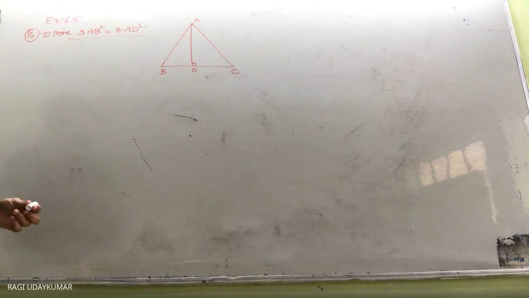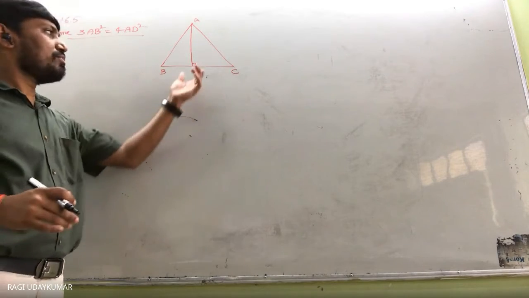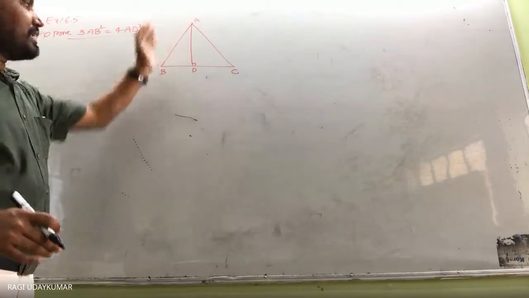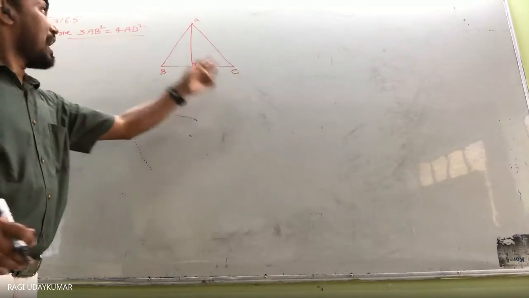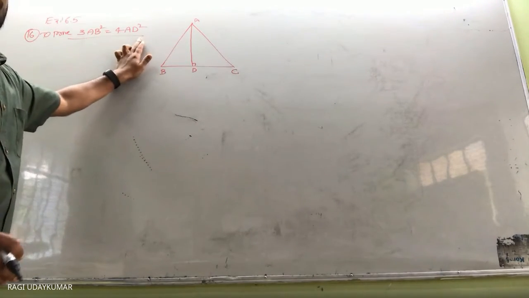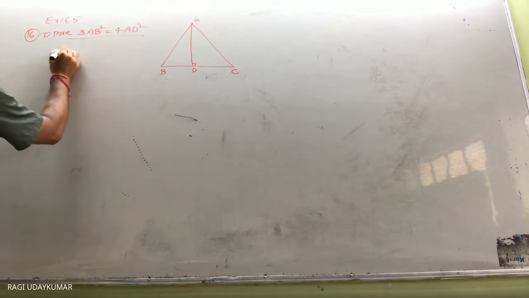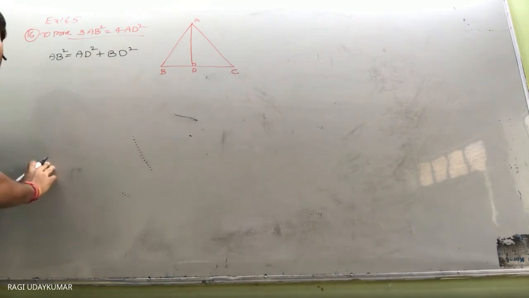Here, we have to apply the Pythagoras theorem. I am not writing the complete steps here, just briefly explaining. Very simple here. We take AB square. What is BD? BD is DC, half of the BC. We need to prove AB square in terms of AD square. So here you can directly take AB square is equal to AD square plus BD square.